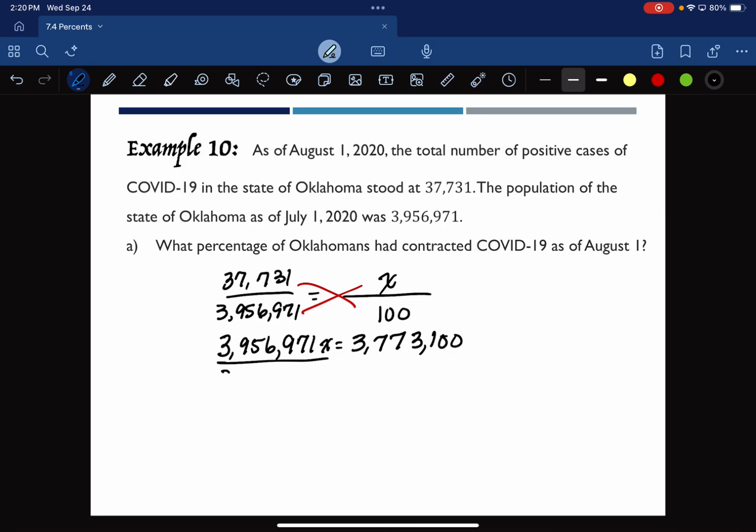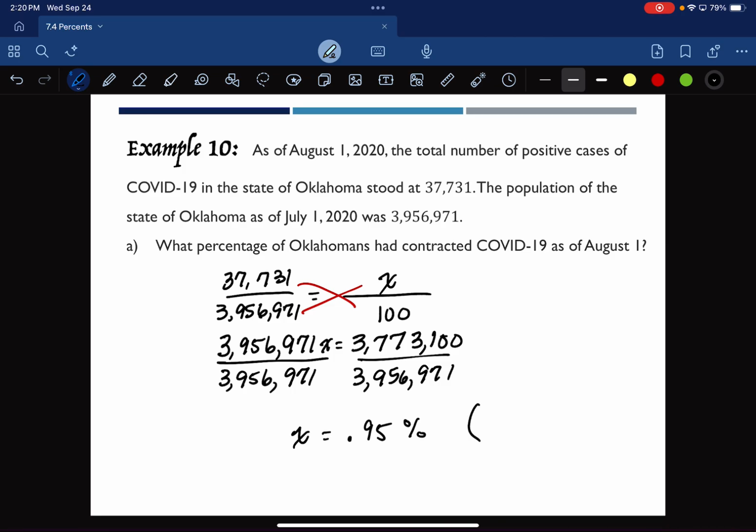And then I'm going to divide by the 3,956,971. Okay, when we divide, we're going to go with 2 decimal places of accuracy. What do you get? 0.95. And that's percent, right?